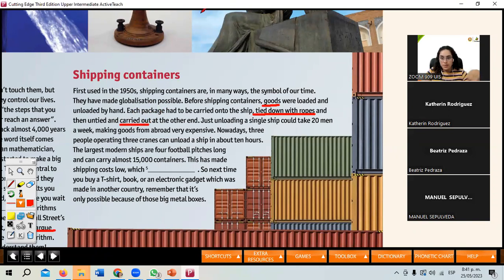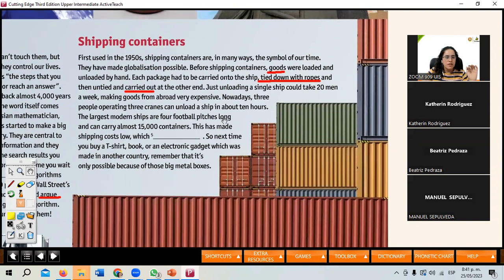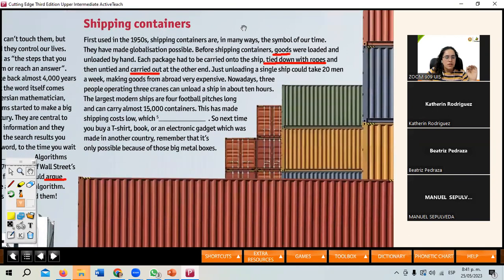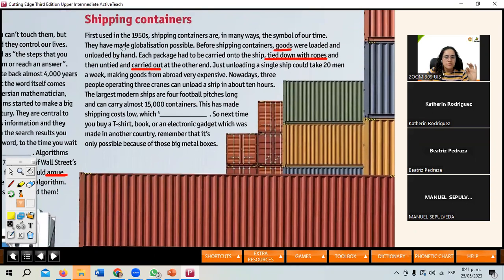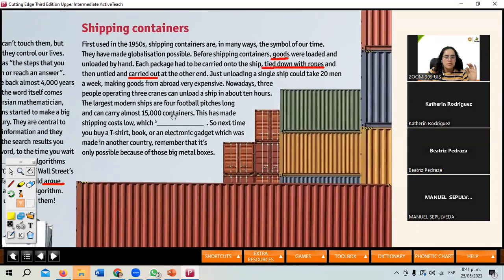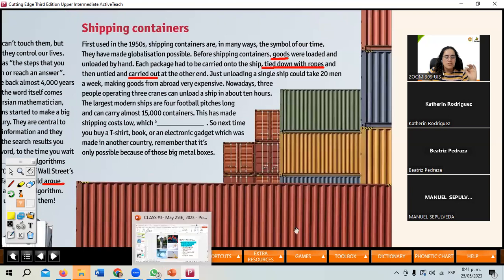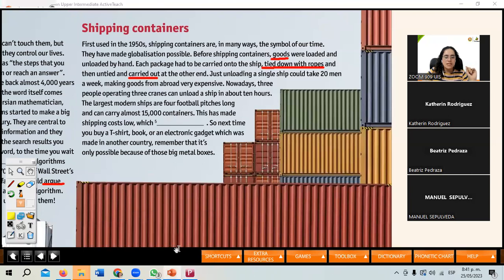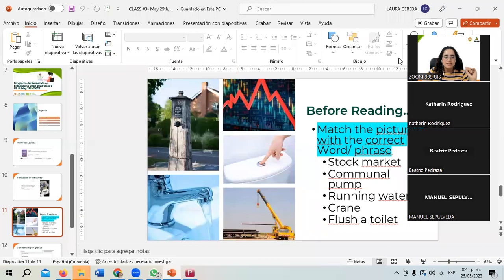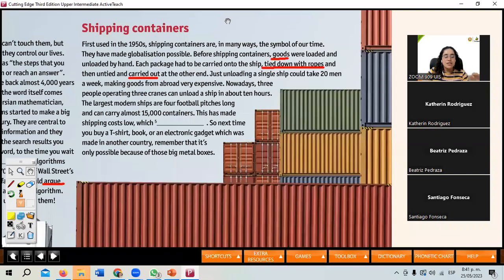Cargados, movidos, yes, al otro lado. Carried out to the other end, okay? I think that's enough. That's all the words. People operating 3 cranes. Cranes? What are cranes? We already saw cranes. Grúas. Grúa. Ah, okay. Yes, a crane is grúa.